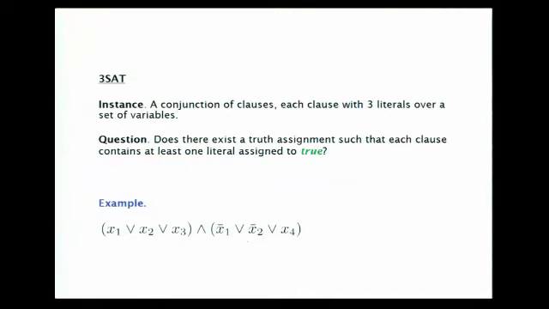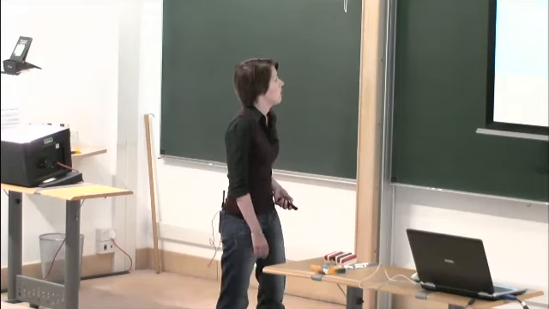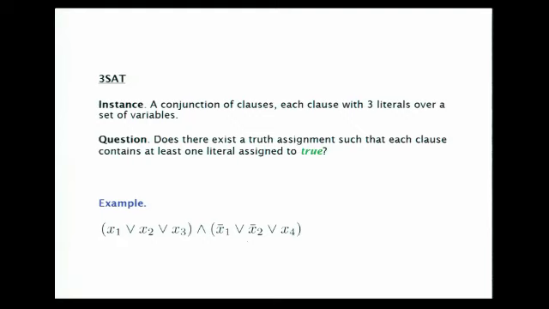So we start off with 3-SAT, and for an instance of 3-SAT, you have a conjunction of clauses. Each clause contains 3 literals over a set of variables, and the question is whether there is a truth assignment such that there exists a literal that is assigned true, at least one for each clause. So here we have an example. You have 2 clauses, each contains 3 literals, and here are 2 satisfying truth assignments.